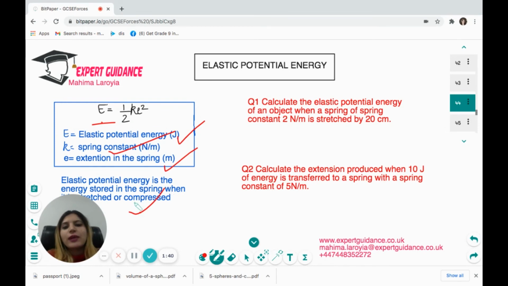Okay, so now you have two questions on the board. In the first, calculate the elastic potential energy when the spring constant and its stretch are given to you. And in question number 2, they have given you the elastic potential energy and the spring constant and ask you to work out the extension. So you have to rearrange this formula. So have a go at these questions and come back to check the answers.